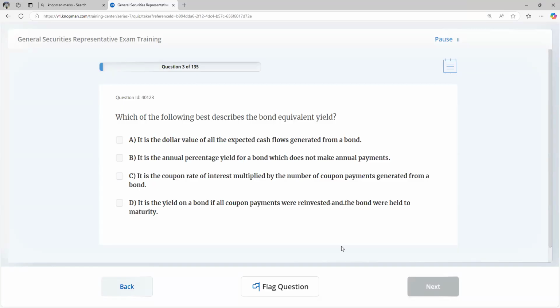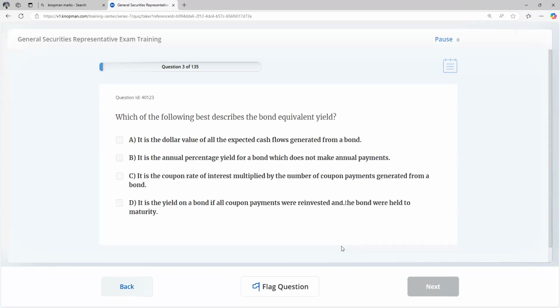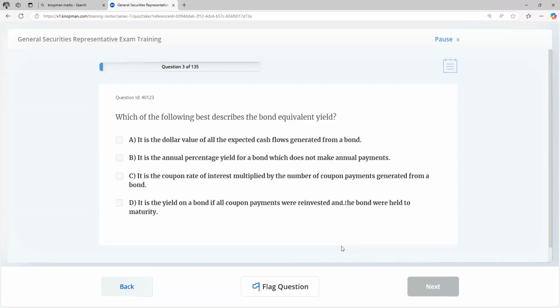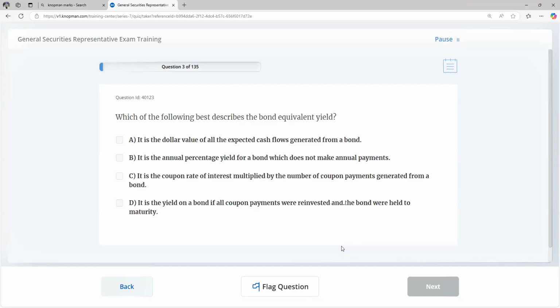The bond equivalent yield, is that asking me? I have no idea. I'm just reading what they're offering us as answers here. It's the dollar value of all expected cash flow. I'm not sure that would be called discounted cash flow. I don't think it would be annual percentage yield for a bond, which does not make annual payments. I don't think it's that either.